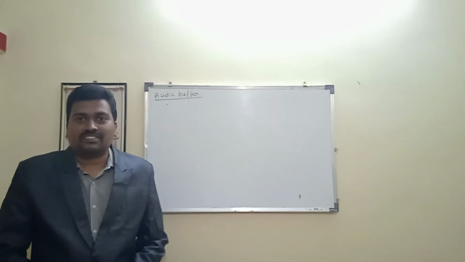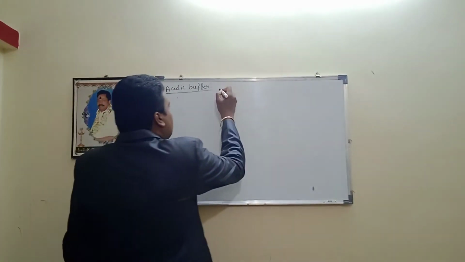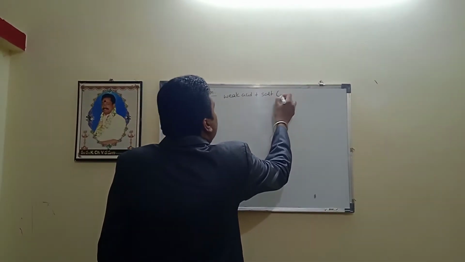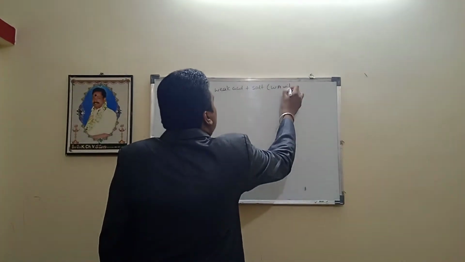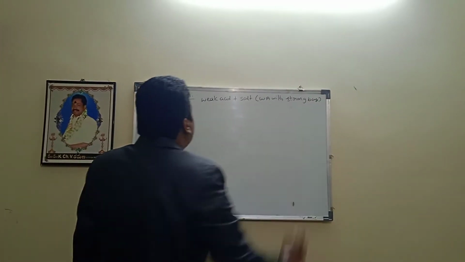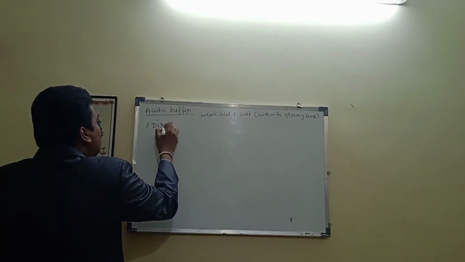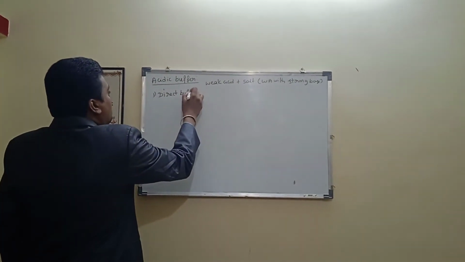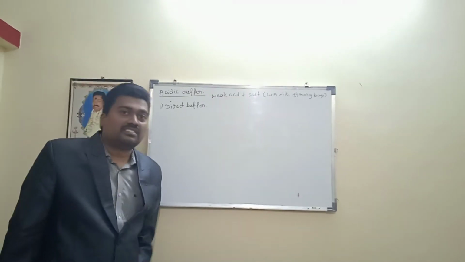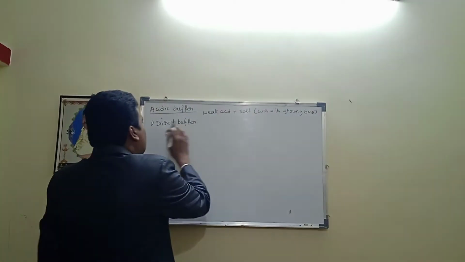So now we will discuss acidic buffer, students. Already I told you acidic buffer is nothing but a combination of weak acid and the salt of the same weak acid with strong base. Acidic buffers can be prepared by the direct method. You can write direct buffer. Direct buffer means when you mix weak acid and salt of this weak acid with the strong base, this leads to the formation of acidic buffer.